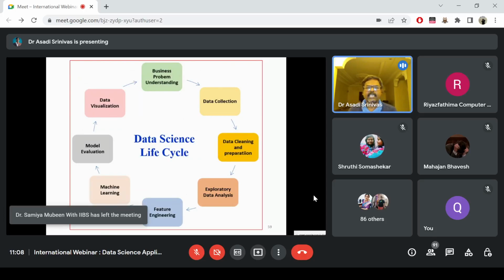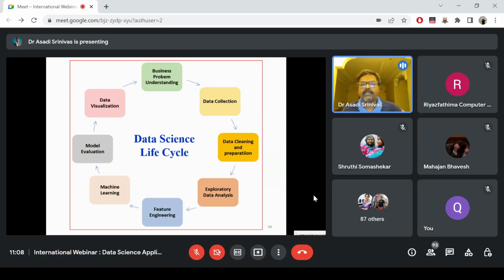So the data science life cycle starts with business problem understanding. That means you are framing the problem according to the end user customers' needs. Then data collection, we are collecting data through collection tools, through interviews, through observed data. Data cleaning and preparation, we are eliminating noisy and redundant data. Exploratory data analysis means we are classifying the data, clustering the data. Feature engineering, we are extracting various features of a particular domain of application.